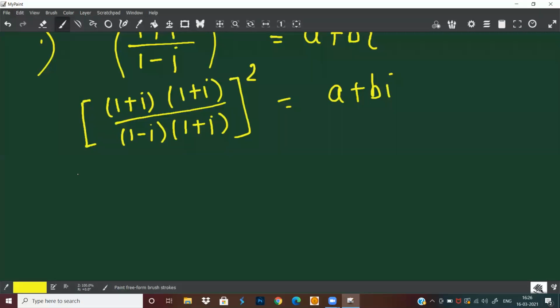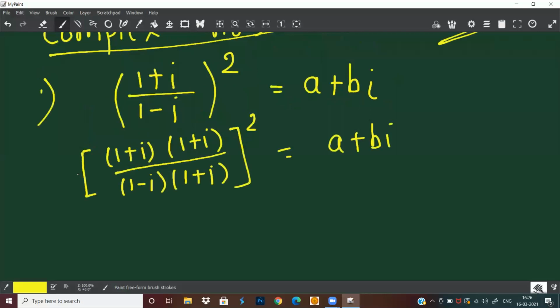Did you solve that? See, you have to multiply the numerator and the denominator by the conjugate of the denominator. You have to make the denominator real. So 1 minus I, the conjugate would be 1 plus I. So I am multiplying numerator and denominator by 1 plus I. Oh, you want to see the question? Wait, this is the question: (1 plus I upon 1 minus I) whole square.